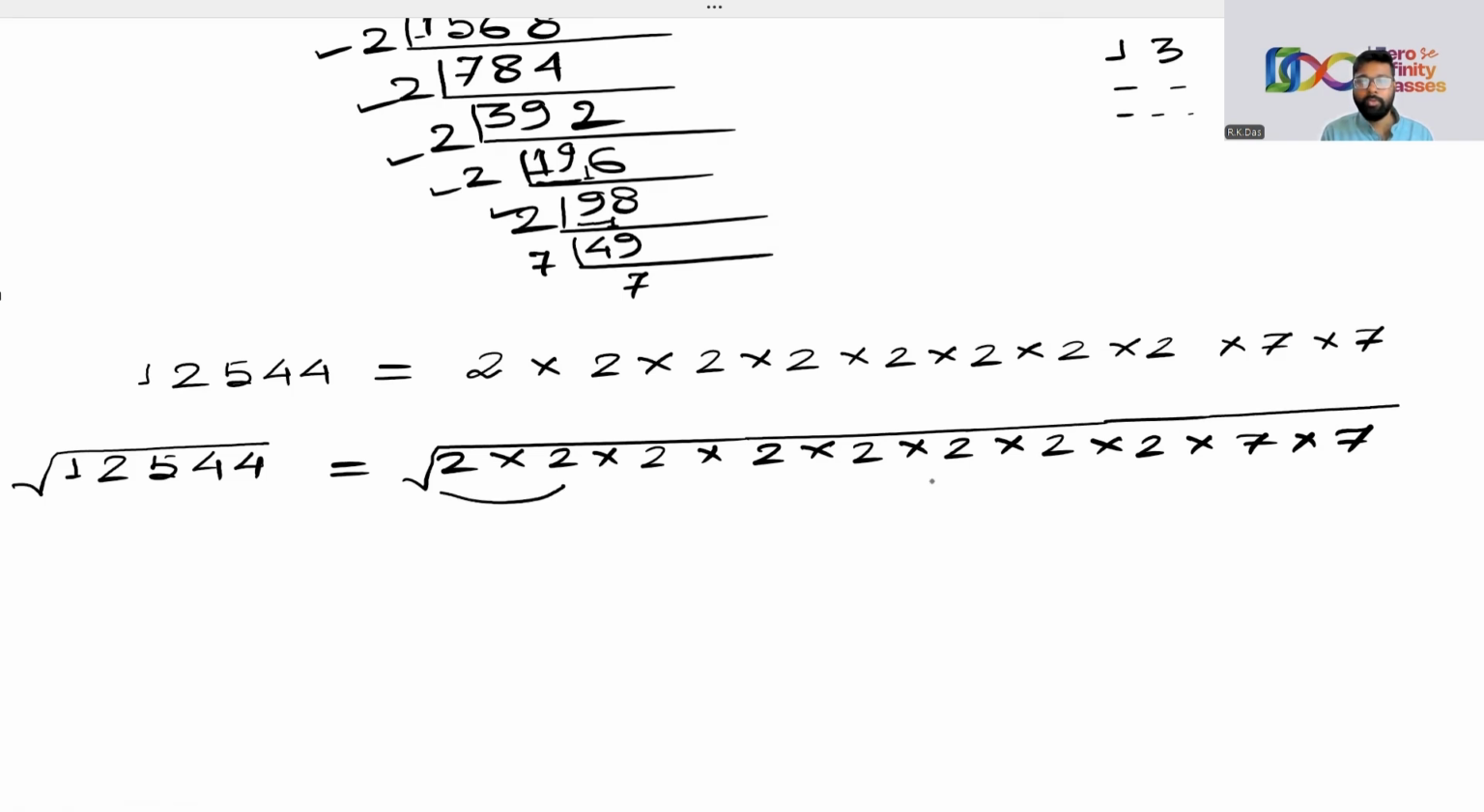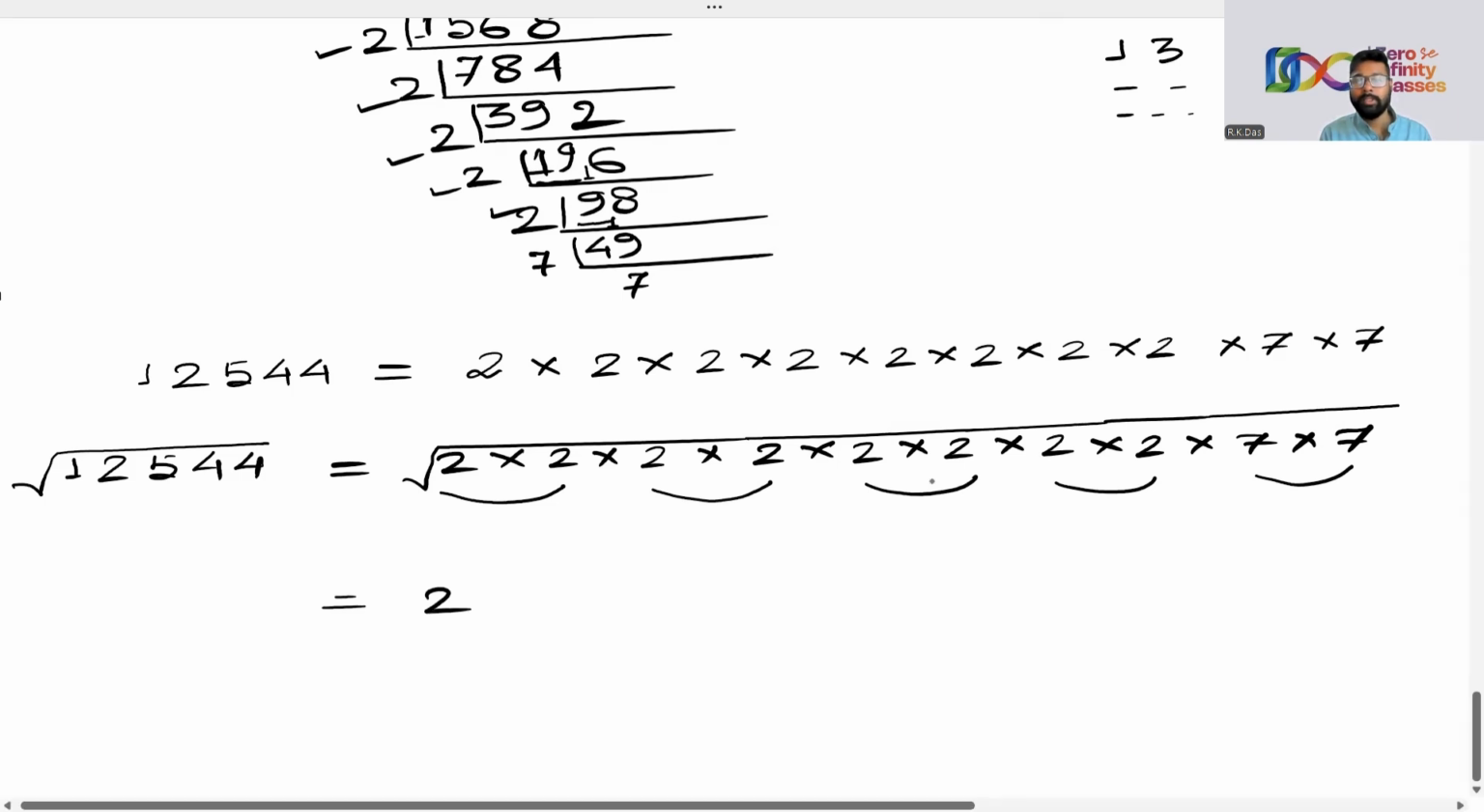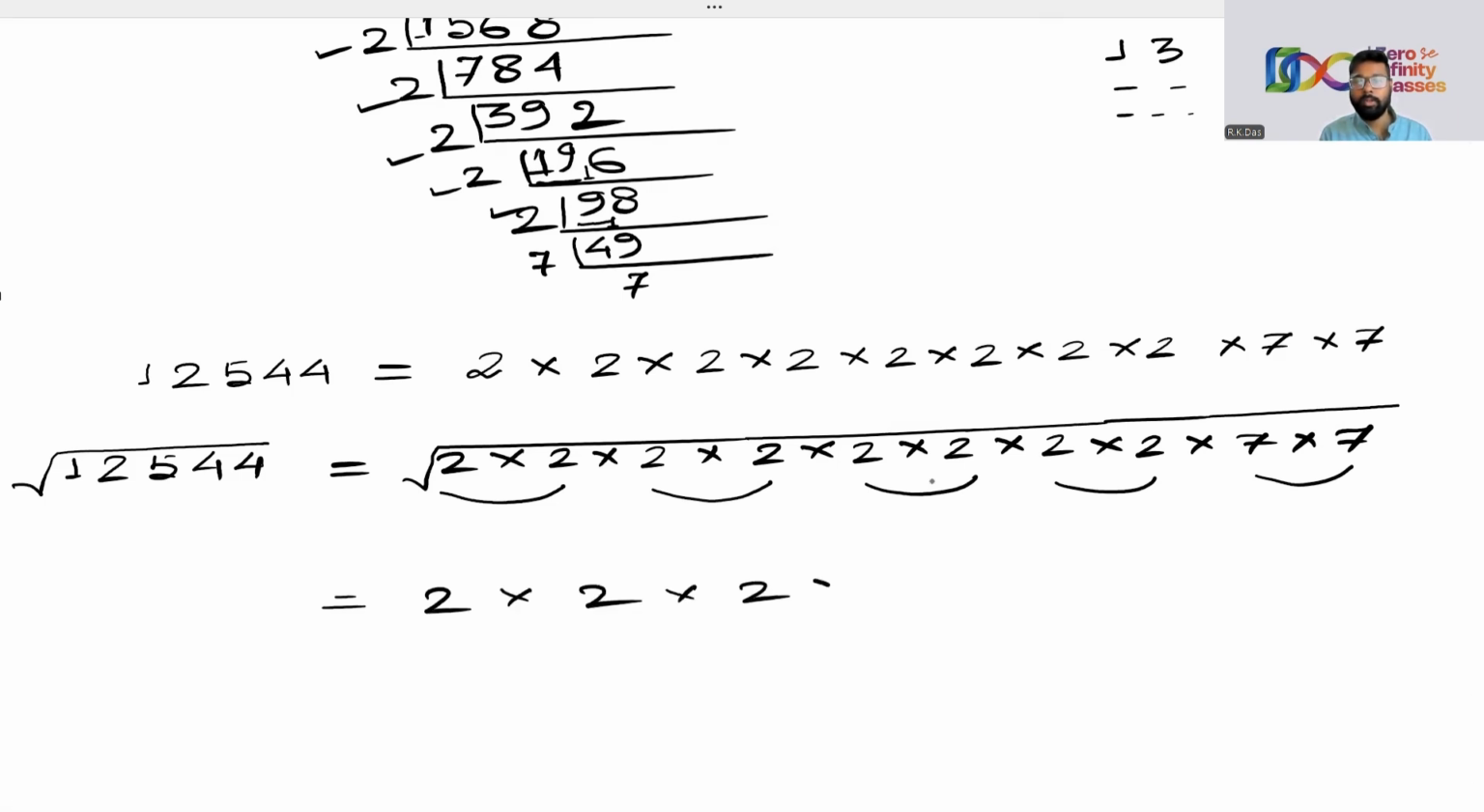So here we have one pair, this is another pair, this is another pair, and here we have a pair of 7. So this pair of 2 will become what? Single 2. Again, this will become single 2. This will become again single 2. And then this is 7. From this pair of 2, we are getting this 2. From this pair of 2, we are getting this 2. From this pair of 2, we are getting this 2.